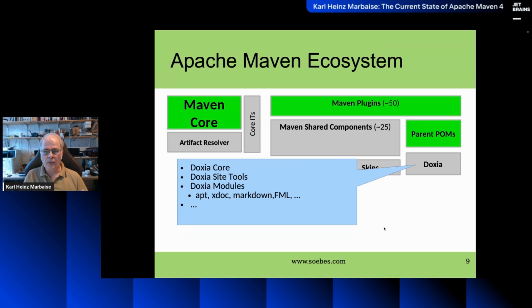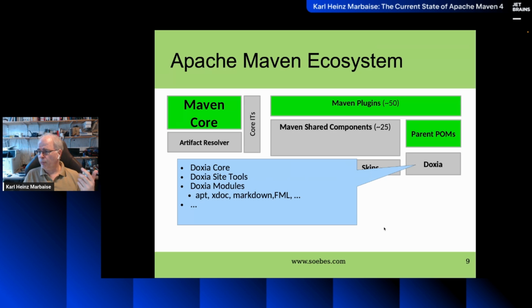We also have the area called Doxia. This is for site rendering, which means we can create a site from it. If you take a look at the Maven site, it is also rendered with Maven itself. You can create documentation from Markdown, things like that, and old stuff like APT, which we are still using at the moment in several places.